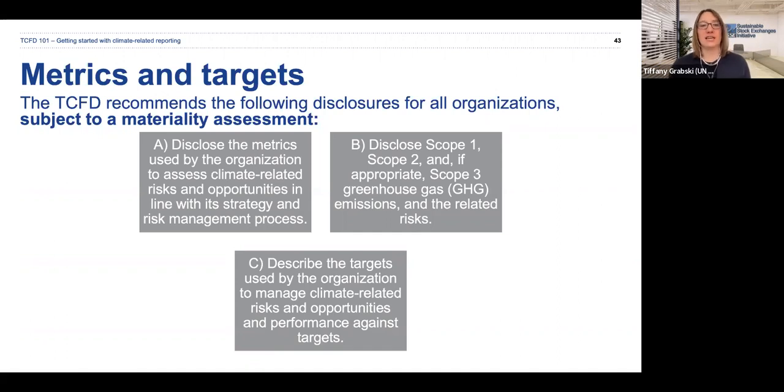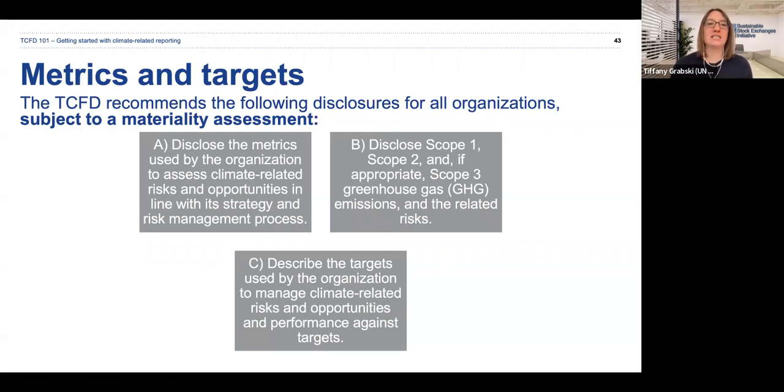So the first recommended disclosure in this category is to disclose those metrics that you've used to assess climate-related risks and opportunities in line with its strategy and risk management processes. The second one, particularly of those metrics, we want to see your greenhouse gas emissions. So those GHG emissions, and the TCFD recommends making use of the greenhouse gas protocol in order to measure those emissions. And the GHG protocol provides a number of free tools that you can use in order to measure your emissions. And then we want you to provide your scope 1 and 2 emissions. So those are really the emissions you have the most control over. And at least assess your scope 3 emissions, and that's your value chain emissions.